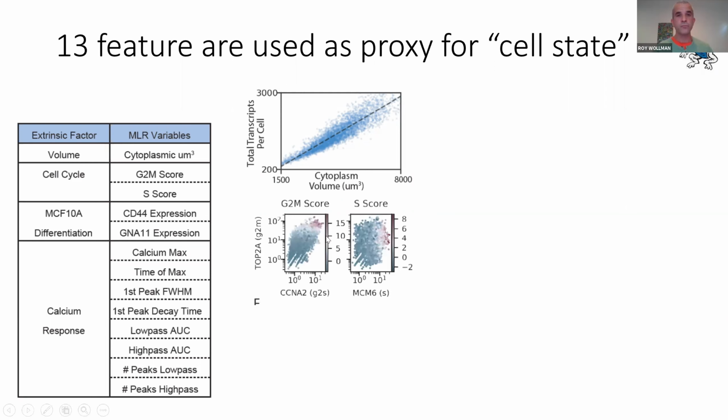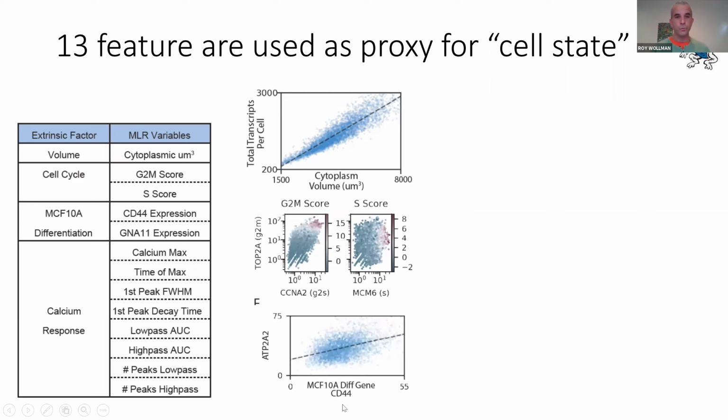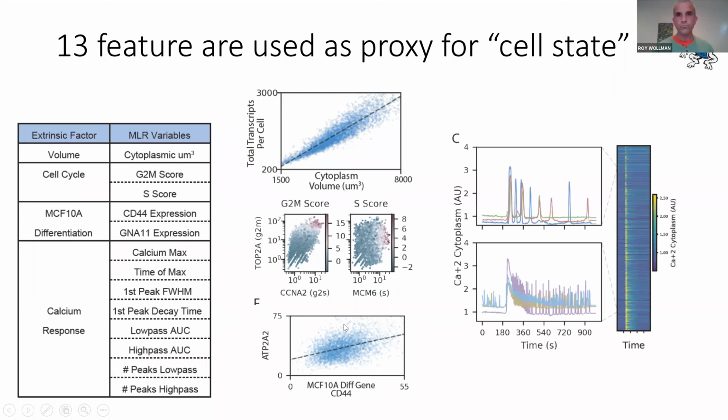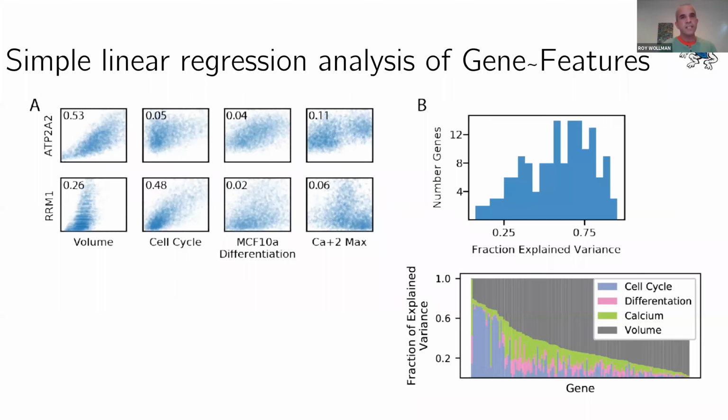We also had a few genes related to cell cycle, so we can account for cell cycle. We accounted for 2 genes related to the differentiation state of those epithelial cells. Are they more basal or luminal? And all our different calcium features that come from the traces I already showed you. What was interesting is that we have those 13 independent variables, and lots of dependent variables, but we're looking at them one at a time.